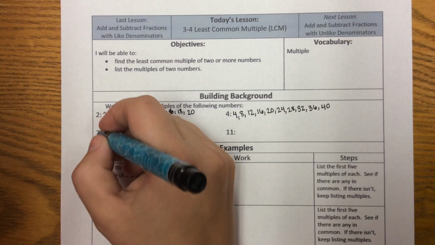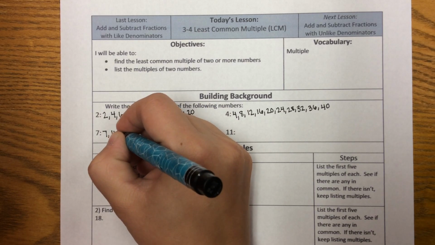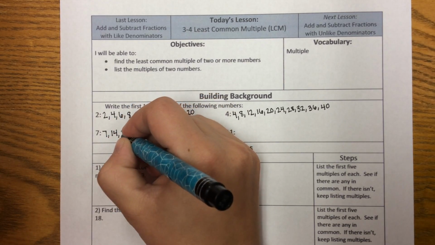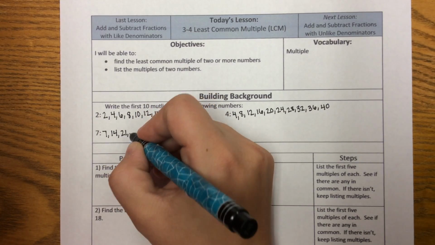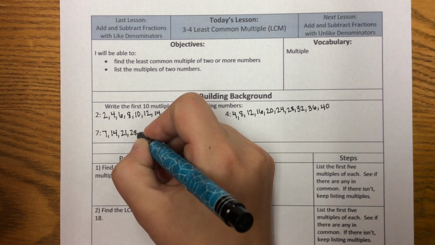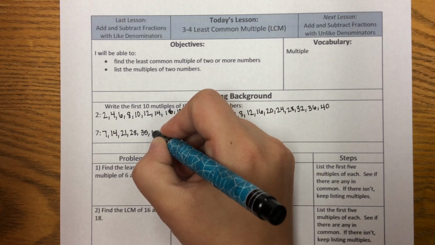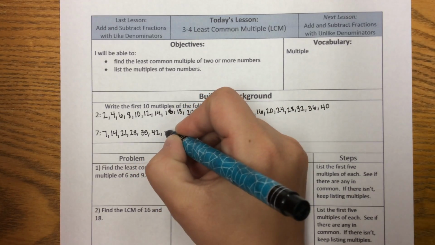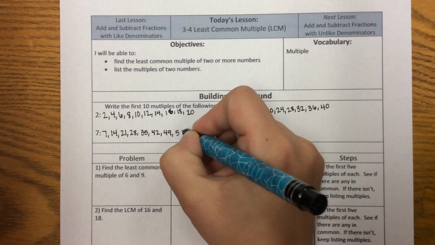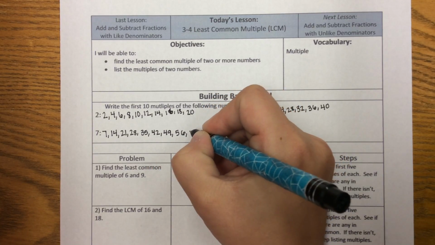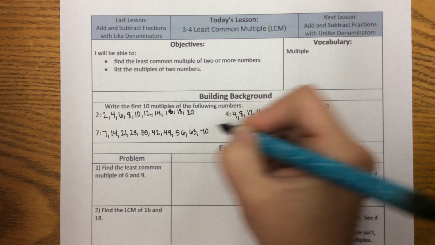Okay, so for 7, 7 times 1 is 7. 7 times 2 is 14. 7 times 3 is 21. So if you don't know what 7 times 4 is, you can take 21 and add 7, and that would be 28. 7 times 5 is 35. 7 times 6 is 42. 7 times 7 is 49. 7 times 8 is 56. 7 times 9 is 63. And 7 times 10 is 70.